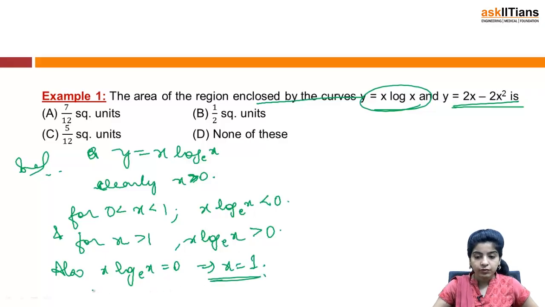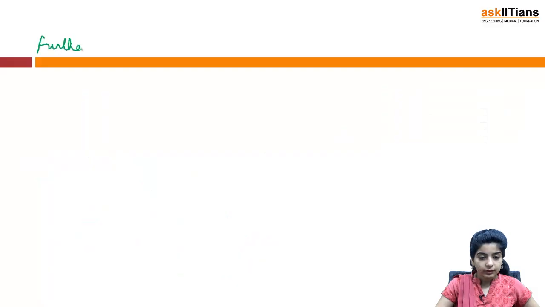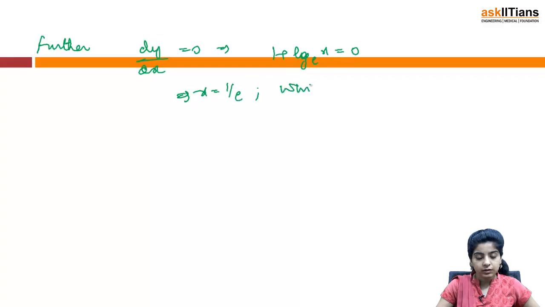And further, what you can do is dy by dx is equal to 0, which will imply 1 plus log x is equal to 0, which implies x is 1 by e, which is a point of minima. Now let us draw the curve first.